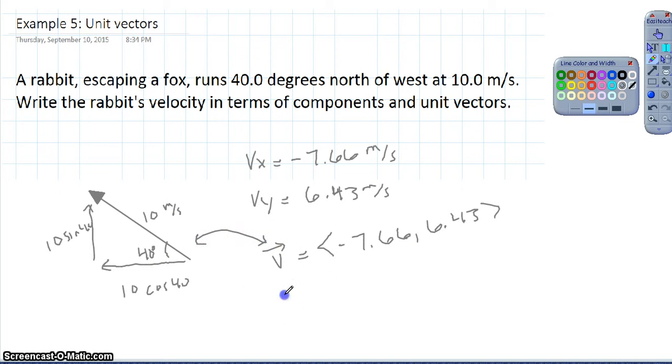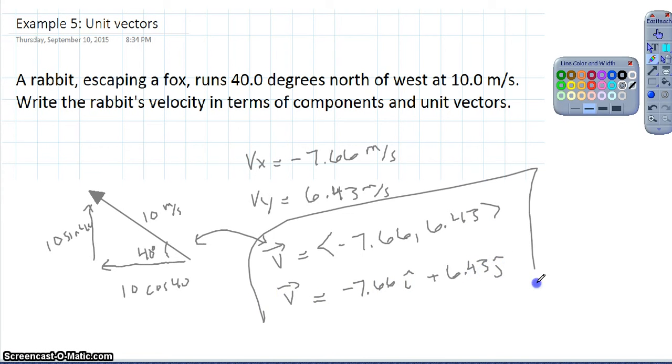And then I could also write this in terms of i and j, right? So I could write this as negative 7.66i, and the negative is important because that once again tells me the direction, and obviously for a vector the direction matters, so we need to make sure we include that. And then positive 6.43j. Okay, so again, my component forms, and then in terms of my unit vectors i and j, I can break it up this way too. Hopefully this all looks pretty familiar.